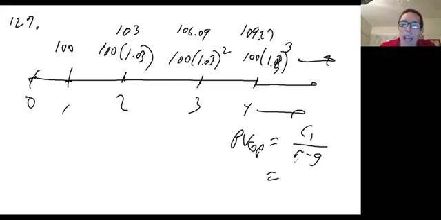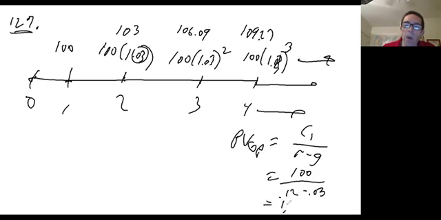So the cash flow at time 1 is 100. R is going to be 12%. That's my discount rate, 0.12. G is my rate of growth. That's going to be 3% here, minus 0.03. So it's basically 100 divided by 0.09. And that's going to be equal to $1,111.11. It turns out to be a repeating 1 is what it is.